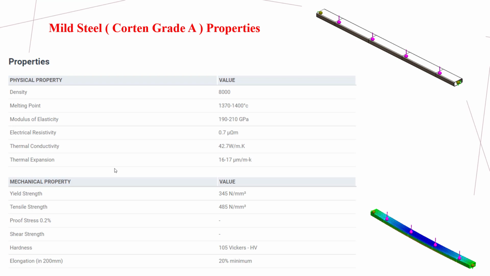About the material, I'll take mild steel into account, that is cotton grade. If you search for the mild steel properties over the internet, you're going to get data like this. So there are different grades available, and according to that, you can consider anything. I have taken the density of 8000, the modulus of elasticity as 210 gigapascal, yield strength 345, and tensile strength as 485.